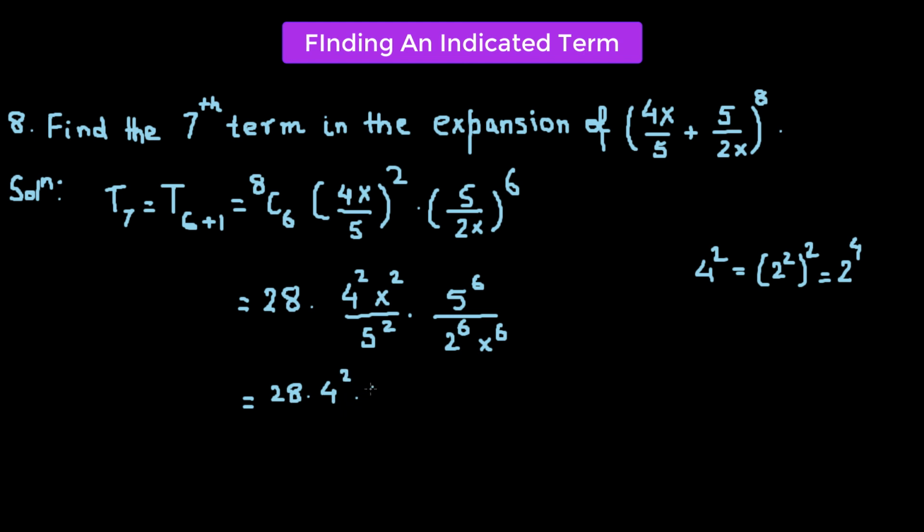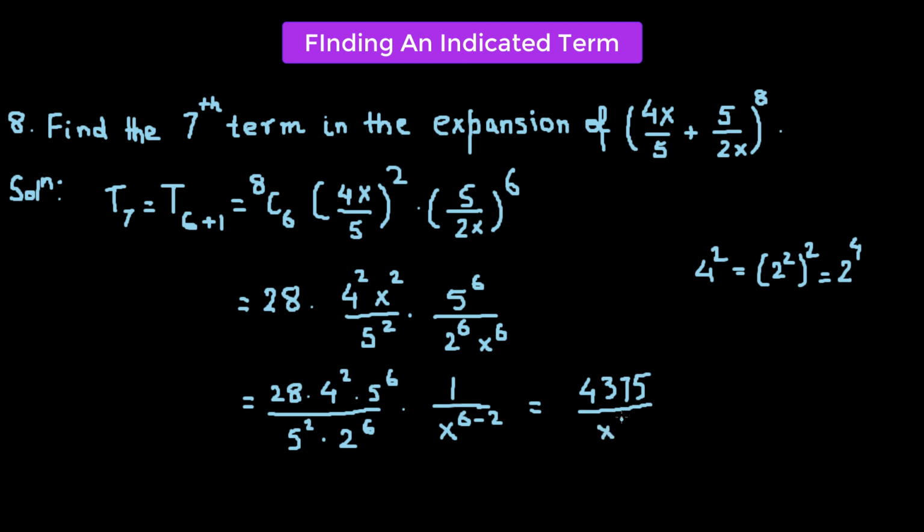to find out the value of this particular constant, or you can say the coefficient. 2 raised to the power, let's write them together, and we are left with x squared over x raised to the power of 6. This is simply going to be x raised to the power of 6 minus 2. So we can use the calculator, and the constant value will be 4375 divided by x raised to the power of 4. So this is the answer.